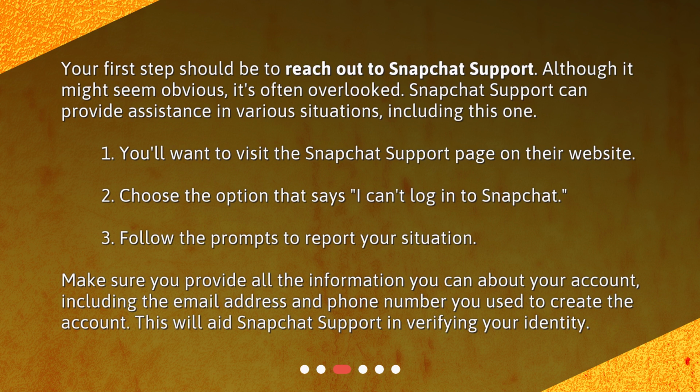1. You'll want to visit the Snapchat support page on their website. 2. Choose the option that says, "I can't log in to Snapchat." 3. Follow the prompts to report your situation. Make sure you provide all the information you can about your account, including the email address and phone number you used to create the account. This will aid Snapchat support in verifying your identity.